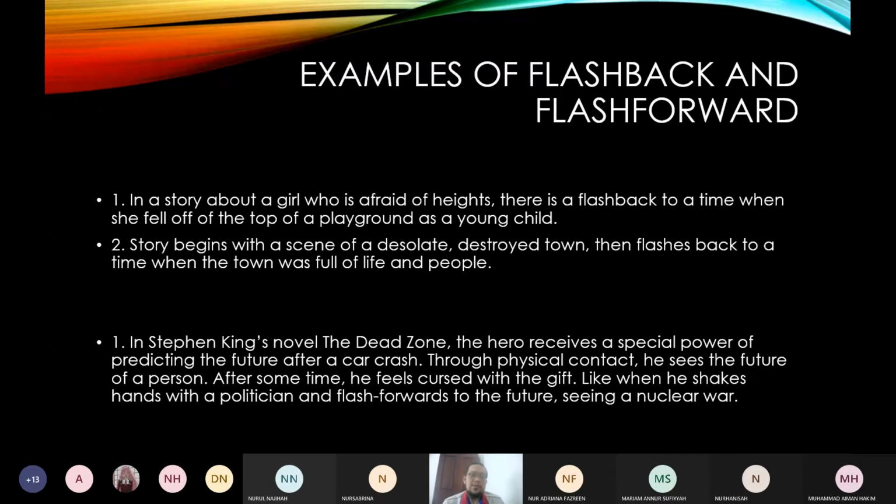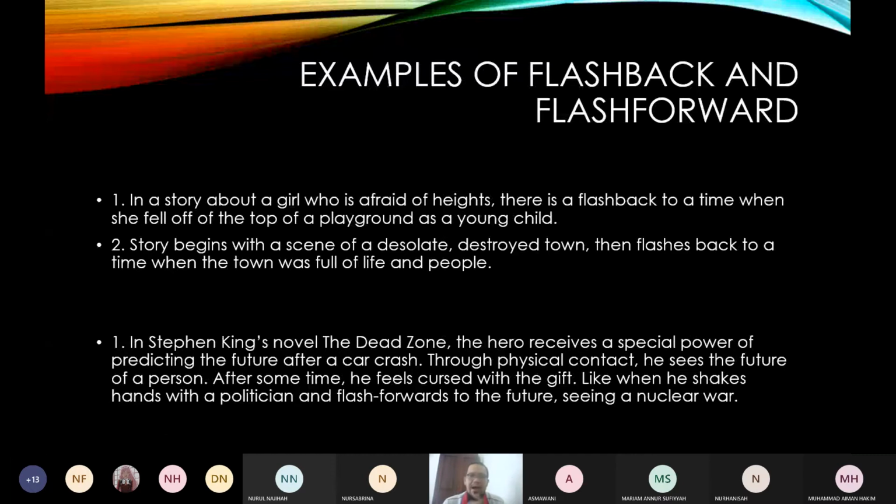In a story about a girl who is afraid of height, there is a flashback to a time when she fell off the top of a playground as a young child. Flashback.